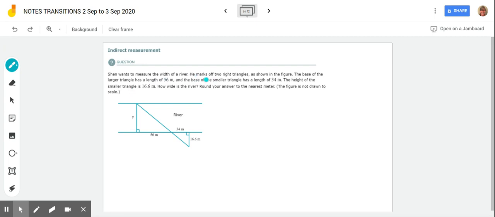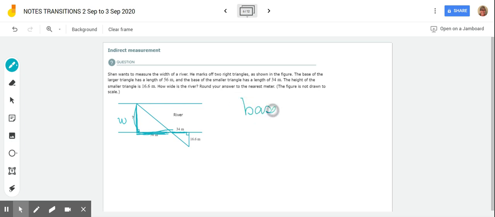Okay, the width of a river. He marks off two right triangles as shown in the figure. The base of the larger triangle has a length of 56. Here it is. That's the base. And the base of the smaller has 34. The height of the smaller is 16.6. And how wide is the river? This is going to be it. There's your W. Okay, again, this is about similar figures and them being proportional. So you've got to put the same things in the same location.